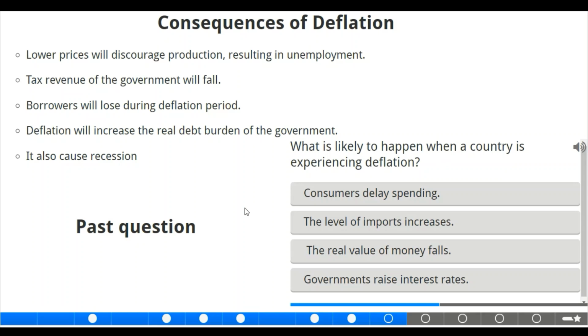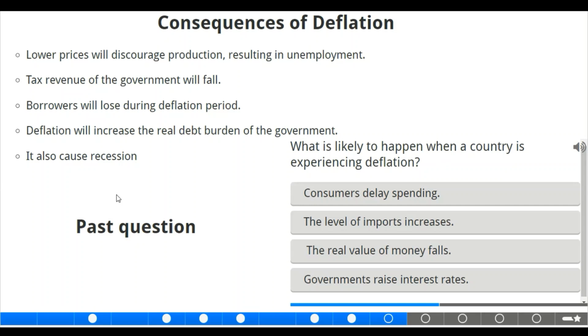Now, lower prices will discourage production, resulting in unemployment. Of course, yes, lower prices can only favor the consumer. Tax revenue of the government will also fall, and borrowers will lose during the deflation period, because now the value of the debt they hold is higher than when they borrowed the money. And deflation will also increase the real debt burden of the government.